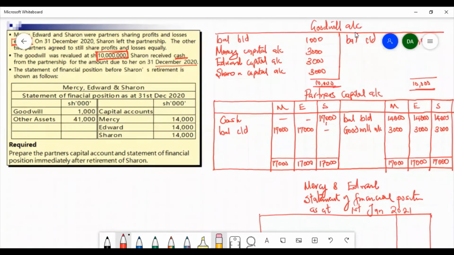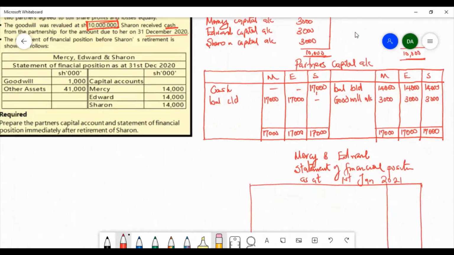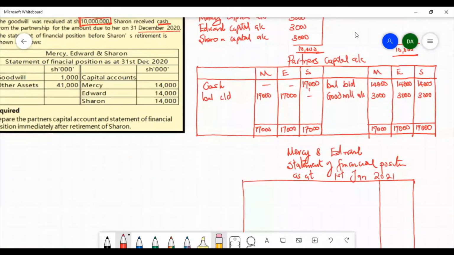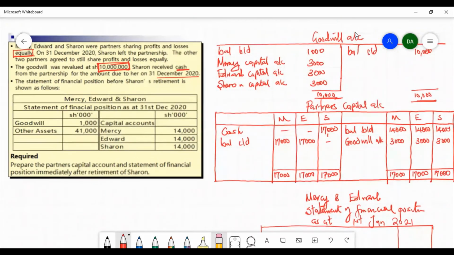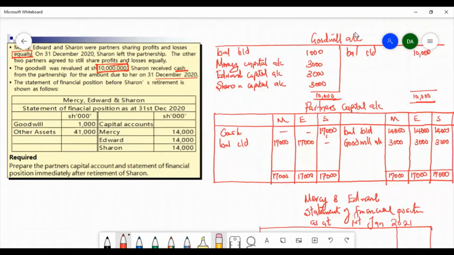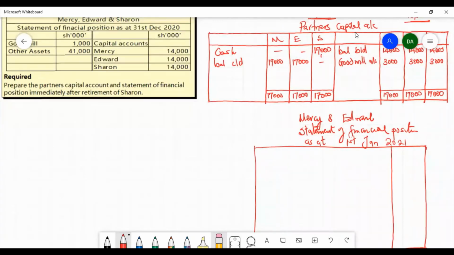After preparing the entries to record retirement of Sharon, we can now prepare the statement of financial position just after retirement of Sharon. And how do we do that? Start with goodwill. Goodwill is maintained in the books, and goodwill has a balance of 10 million. So we start with that as the non-current assets. The first non-current asset is goodwill, 10 million.